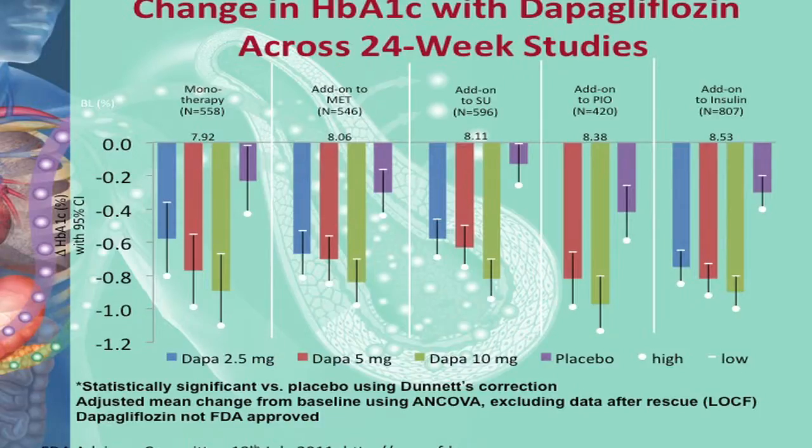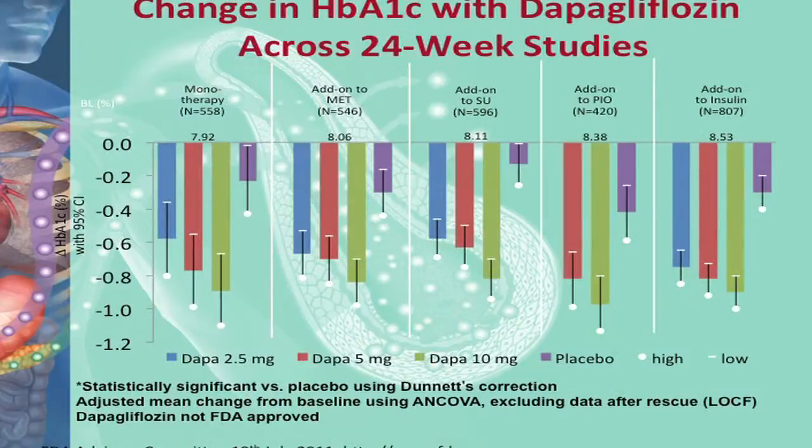If you look at DAPA across 24-week studies, here we're looking at not monotherapy, but add-on therapy. Add-on to metformin, add-on to sulfonylureas, add-on to PIO, even add-on to insulin. This is one of the features of these agents in the SGLT2 class that really makes them so different. They're compatible with anything that we now use for the treatment of type 2 diabetes. Why? Because they don't depend on what the status of the beta cell is.